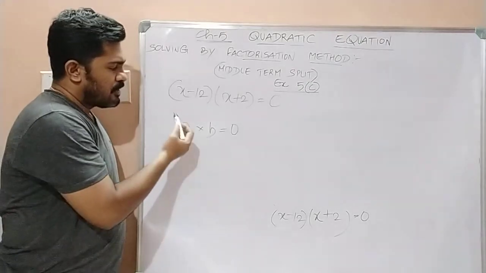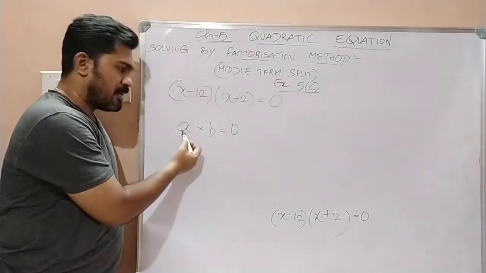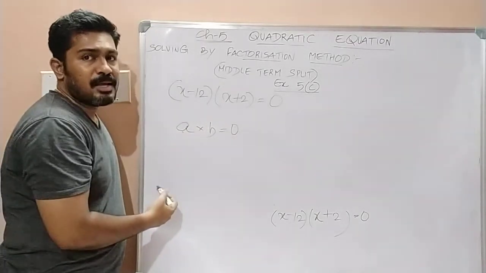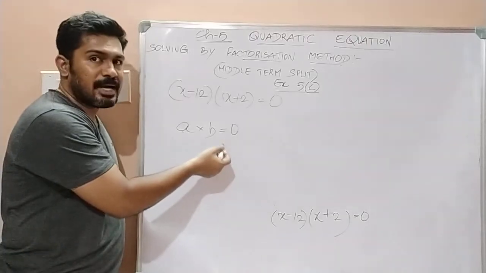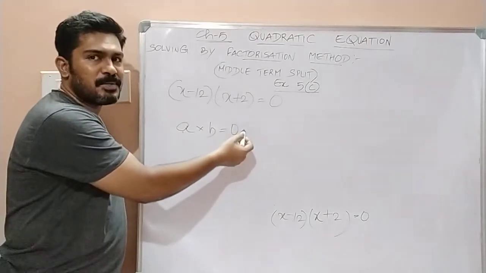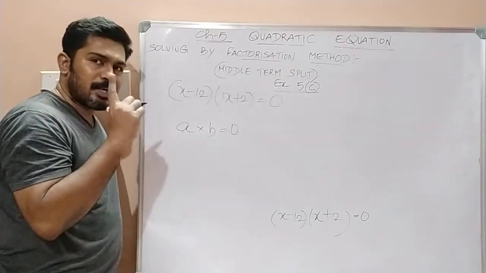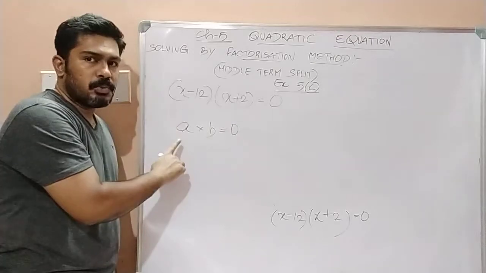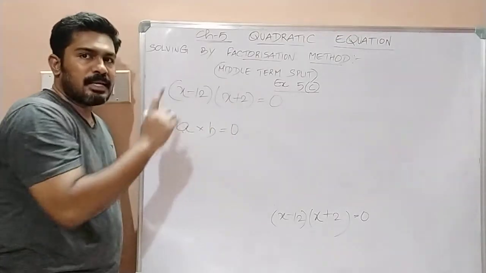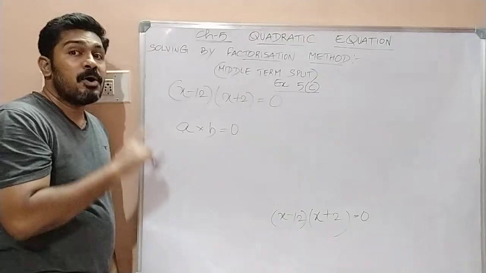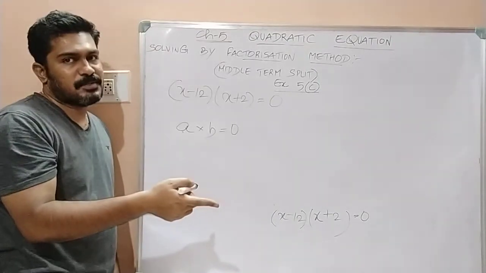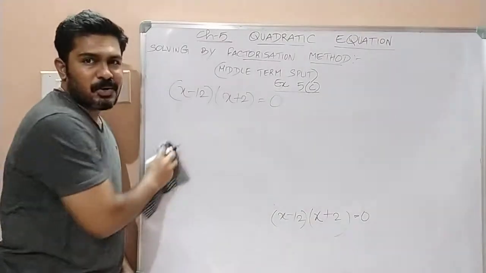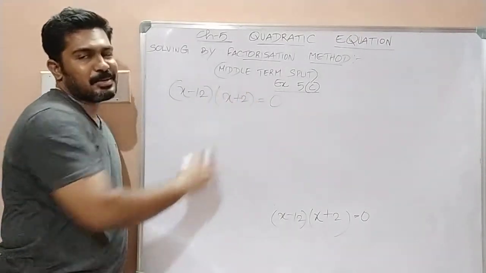So children, let us assume that a is equal to 0. In that case, 0 into b will be what? 0. Let us assume b is equal to 0. In that case, a into 0 will become 0. So children, always remember this mathematical concept that if the product of two numbers is equal to 0, then either the first number has to be 0 or the second number has to be 0. Now children, I'll make use of this very simple concept in order to solve this equation.